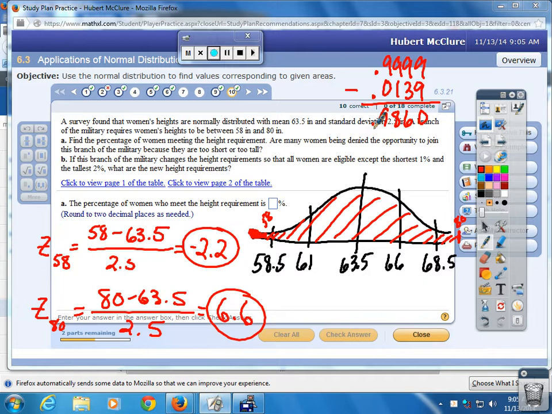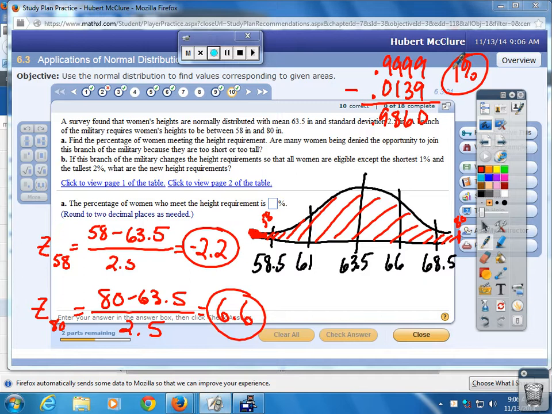Now that's A. So we've done A. Well, okay. Meet the height requirement. Are many women being denied? No. I would say no, because you're only talking about, that's 99%. Only 1% is being denied. And look at that. It's outside 2 standard deviations.